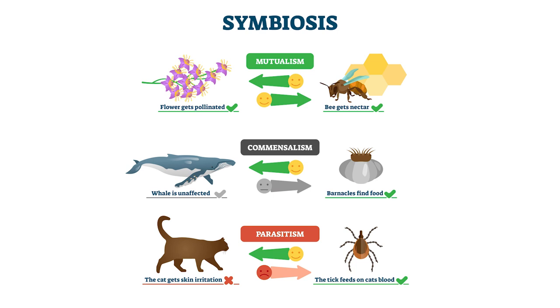To summarise, mutualism is a symbiotic relationship in which both species benefit. Commensalism is a symbiotic relationship in which one species benefits while the other species is not affected. Parasitism is a symbiotic relationship in which one species, the parasite, benefits while the other species, the host, is harmed.